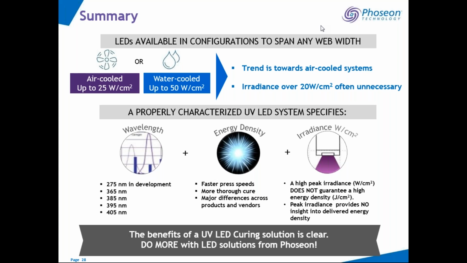And this question's about the 275 nm UV lamp in development. Does that produce ozone? This would be a UVC lamp. I believe there is some ozone created because it is UVC. And so that technology is still too new, I think, to be a viable commercial solution today. But as we move forward with that technology and continue to develop it, we will have solutions to deal with that ozone that's created.